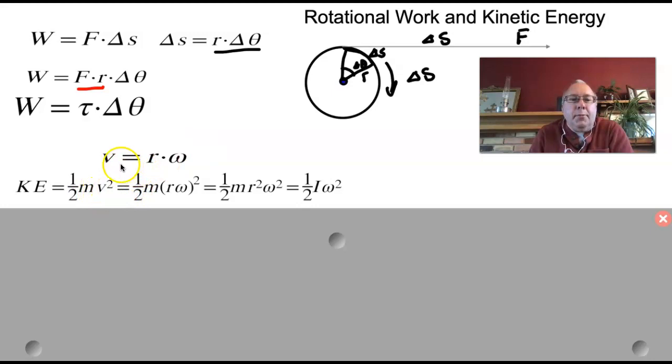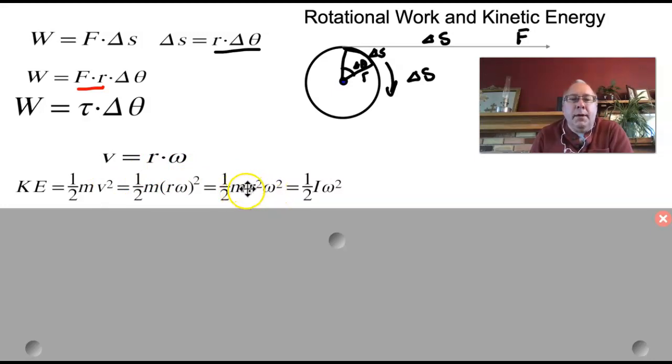Well, if we remember that when we talked about the velocity tangentially out at some part on an arc of a circle, it was r omega, the radius times the angular velocity. So if we just take that and say the v is equal to r omega, we can substitute that in as r omega squared. We end up with 1/2 mr squared omega squared.